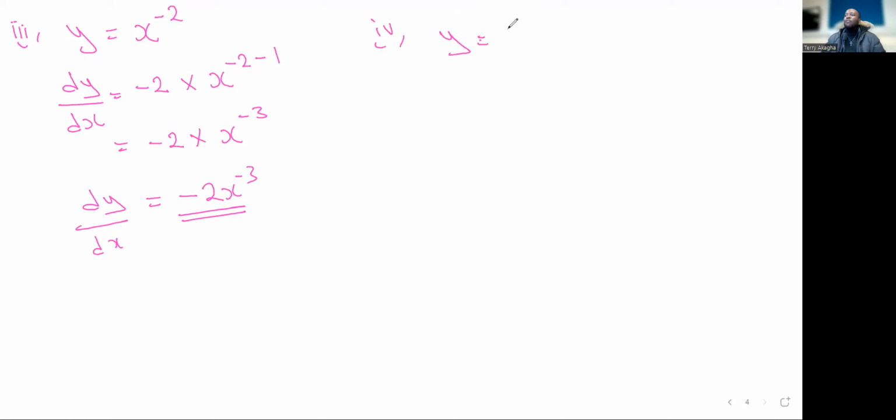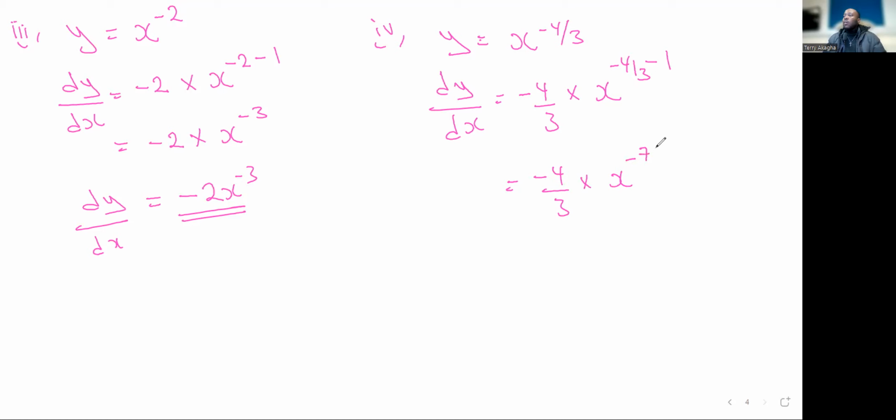So let's say we have y is equal to x to the power minus 4 over 3. The same thing, dy over dx is going to be, you bring the power down, okay? So it's going to be minus 4 over 3 multiplied by x raised to the power minus 4 over 3. Then you subtract what? 1. And this is going to give us minus 4 over 3 multiplied by x to the power minus 4 over 3 minus 1, which is going to give you minus 7 over 3.